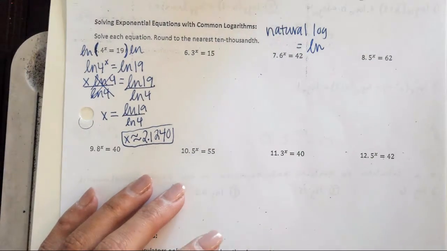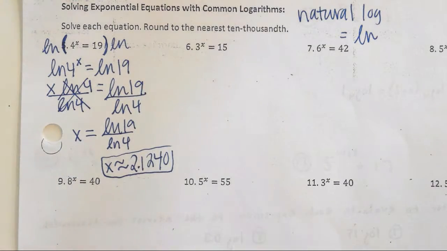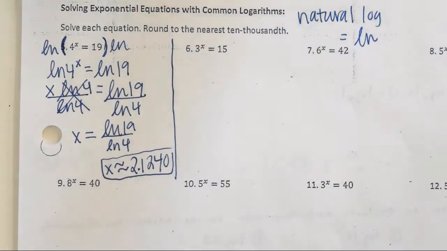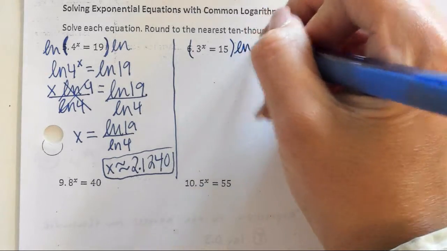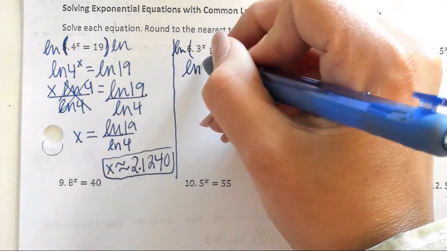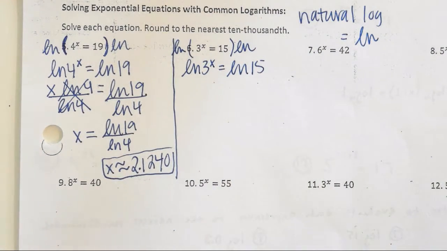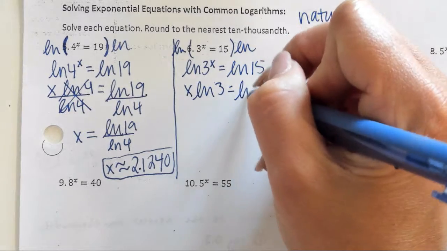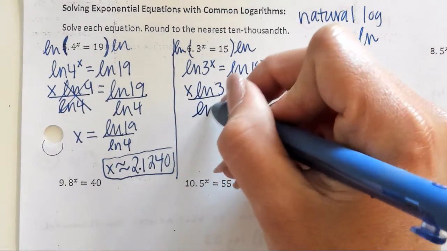So number 6, is there a common base? There is? I know y'all are thinking 3 times 5 is 15, but can you raise 3 to a power to get 15? Okay, so we start by taking ln of both sides. That will give us ln 3 to the x equals ln 15. What should we do next? Move the x to the front, and then divide by ln 3. Very good.